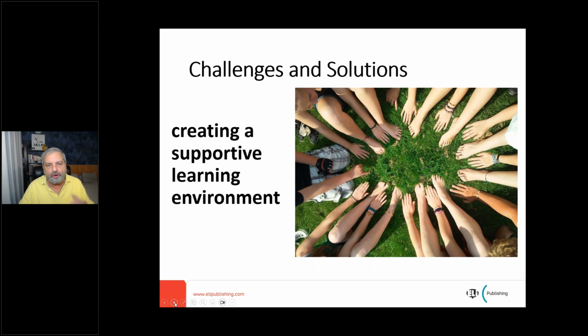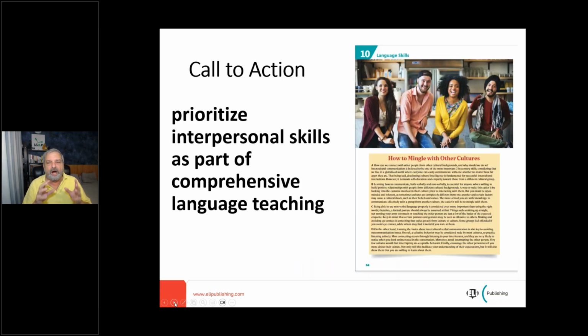The biggest thing, creating that supportive learning environment, make them feel safe and comfortable, and prioritize interpersonal skills as part of their language teaching. And this is what you need to do more than anything else, is get them to open up to others. Best way you do it is by modeling. The first thing I do with my students is I open up about myself.